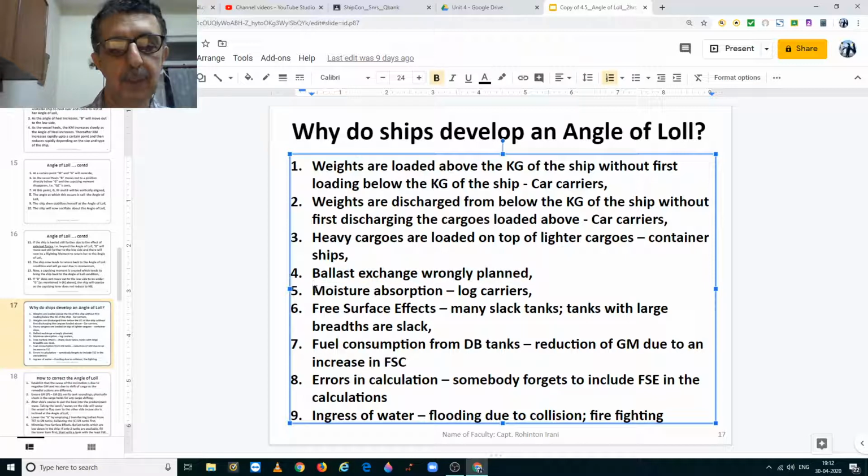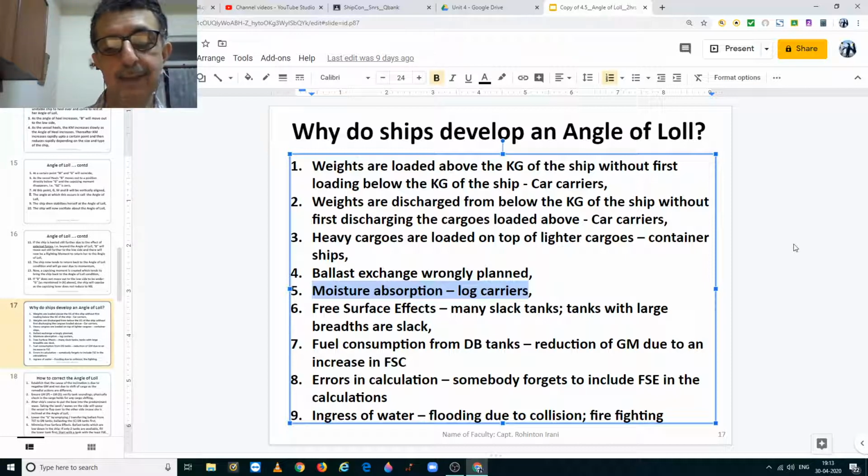Now we come to the log carriers. The log carriers not only load their logs in the cargo holds, but they also load on deck, on top of the hatch covers, thereby loading well above the center of gravity of the ship. Hence, when they sail out from their loading ports, they have a very small metacentric height to play with. Of course, it is positive, but very small.